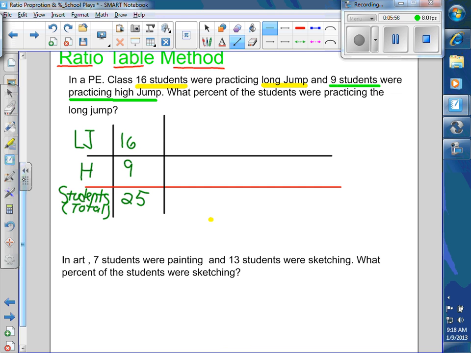How many percent is the long jump? Right. Well, in this problem, it's just asking what percent we're practicing the long jump. And then you can figure out the high jump, right? Yeah. Percent is per 100, right? Right now we have long jump per 25. We have long jump per 25. But we want to make it per 100.